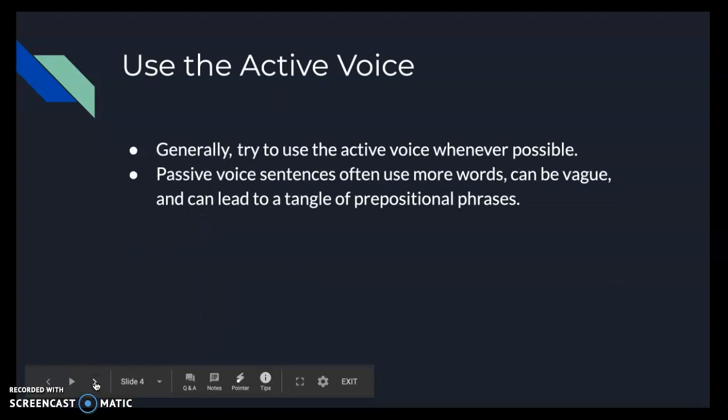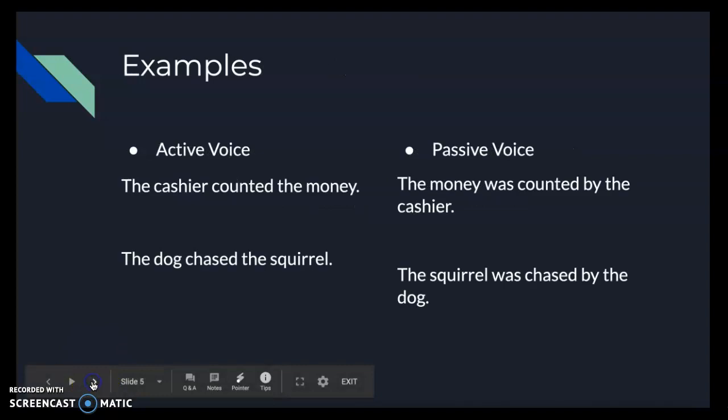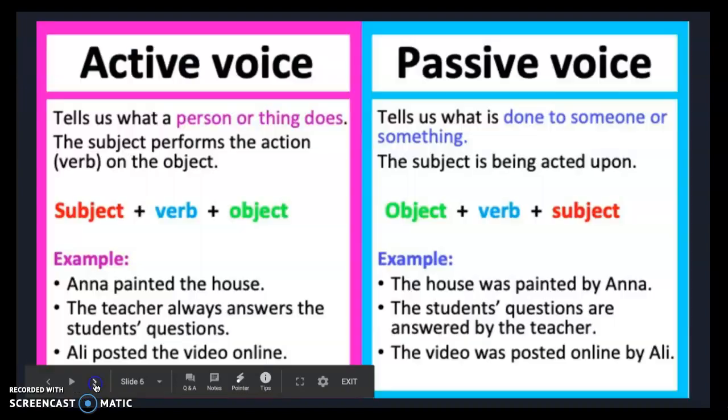You generally want to use the active voice whenever possible in your writing. Passive voice sentences often use more words, can be vague, and can lead to a tangle of prepositional phrases. Alright, let's look at some examples here. So the cashier counted the money is active voice. It's very direct. For passive voice, we have the money was counted by the cashier. And then again, the dog chased the squirrel, very short, sweet, to the point. And then we have the squirrel was chased by the dog. So generally you're going to find that passive voice sentences are a little bit longer.